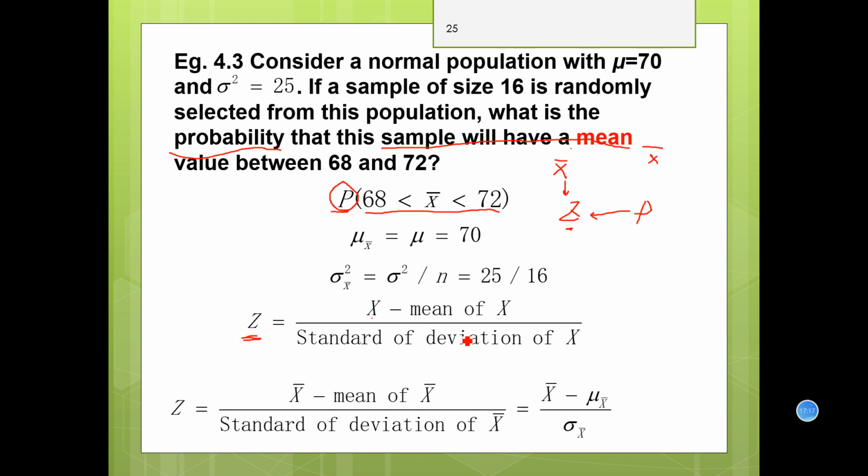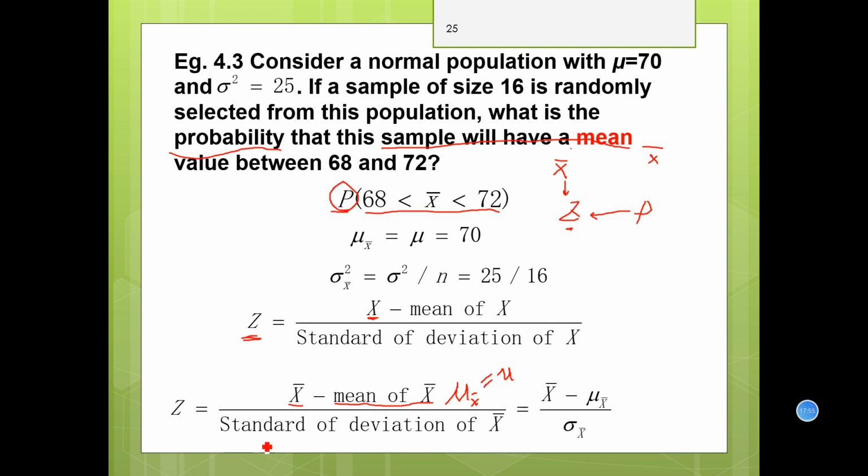But here we have mentioned that this is not x anymore. We need to transform this one into x bar. So we need to replace all the x with x bar. So this one should be x minus mean of x bar. The mean of x bar is actually mu x bar, right? And we have already known that mu x bar is actually mu. They are the same, they are equal.